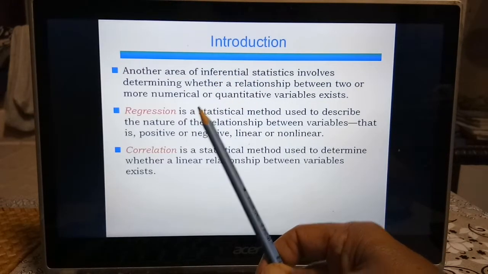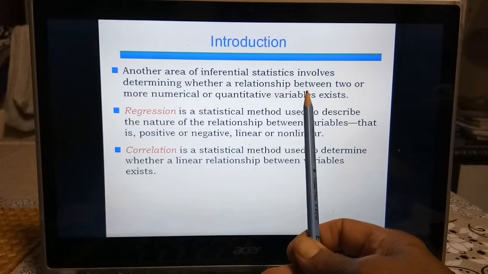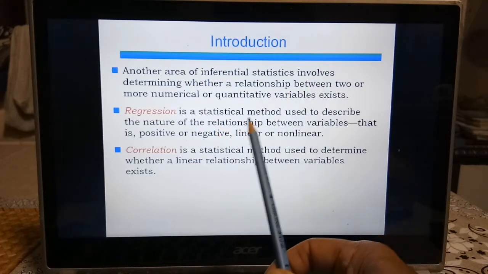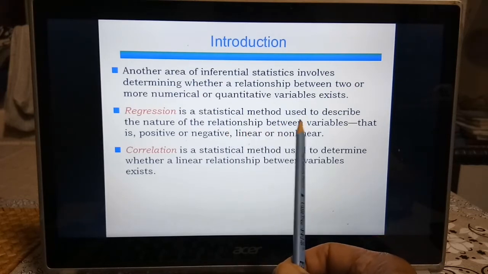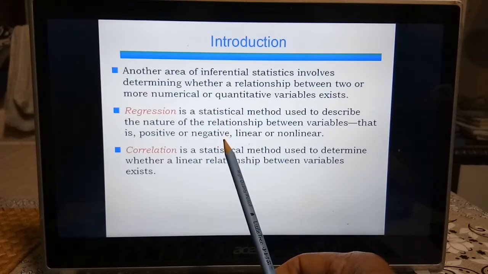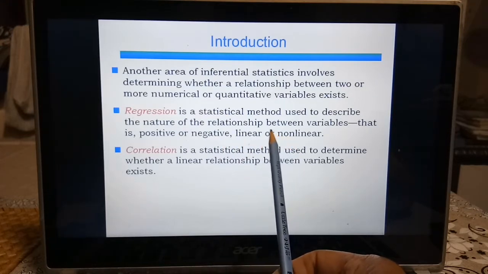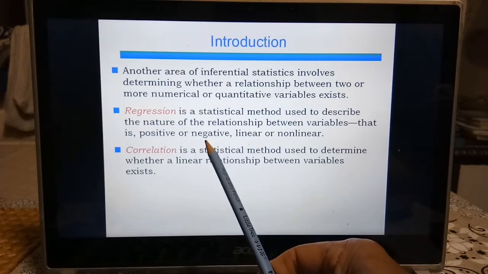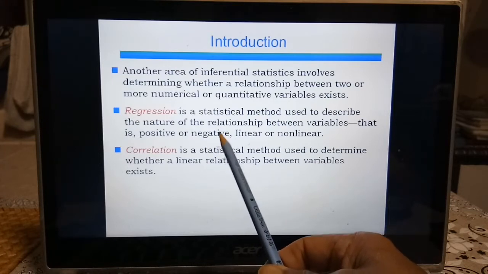Okay, for introduction, another area of inferential statistics involves determining whether a relationship between two or more numerical or quantitative variables exists. Regression is used to describe the nature of the relationship between variables. So kita nak tengok sama ada relationship yang exist tu adakah positive relationship ataupun negative relationship, adakah ianya bergaris lurus ataupun bukan bergaris lurus. Okay, positive negative relationship indicates that adakah berkadar terus ataupun berkadar songsang hubungan yang wujud antara dua variables.